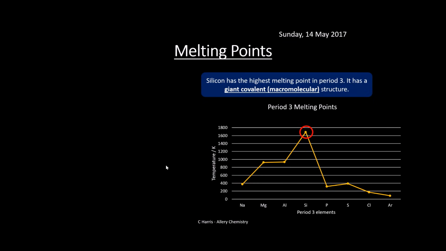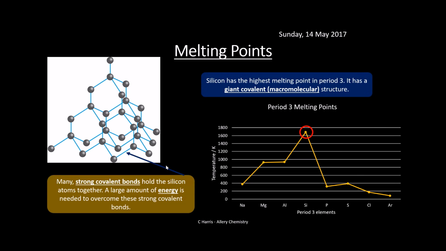Right, let's have a look at silicon. This is right at the top here. So silicon has the highest melting point in period 3. It has a giant covalent or macromolecular structure. Okay, it looks a little bit like this. Loads of strong covalent bonds hold all these silicon atoms together. Loads of energy is needed to overcome these bonds, and so that's why it's got a really high melting point, much higher than any of the other elements on that graph.